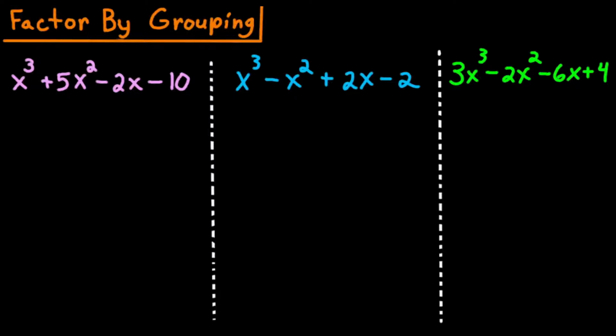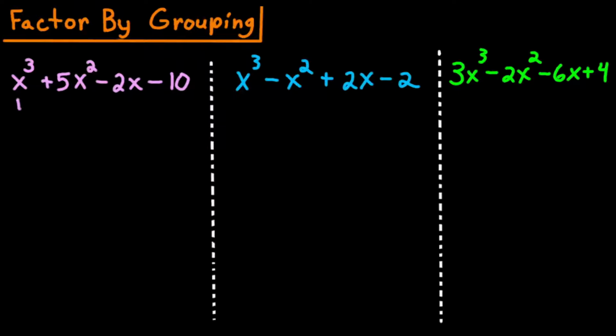In this lesson, we're going to learn how to factor by grouping. Now, why would we ever need to factor by grouping? We do so whenever we have a polynomial and we just cannot take a greatest common factor out of each term within that polynomial. So look at x cubed plus 5x squared minus 2x minus 10, right? There isn't a number that these terms can all be divided by.